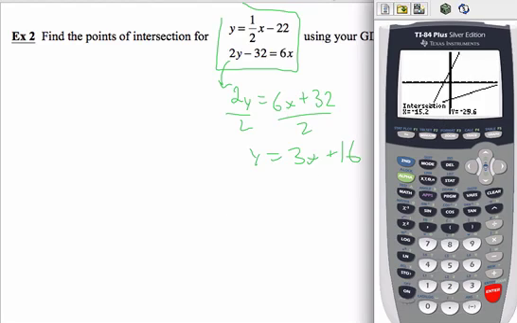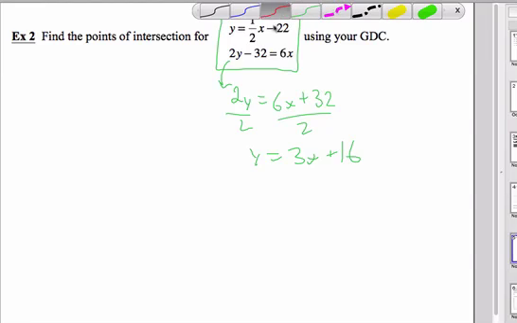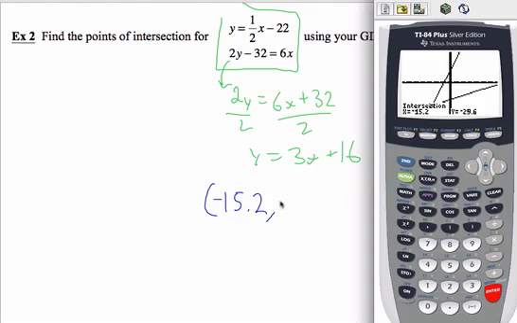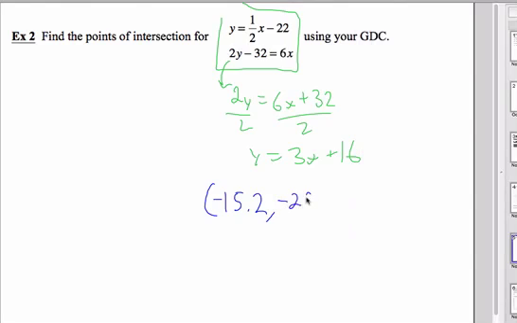So we have negative 15.2, comma, and I've forgotten the y value. The y value is negative 29.6. So that's the point of intersection.